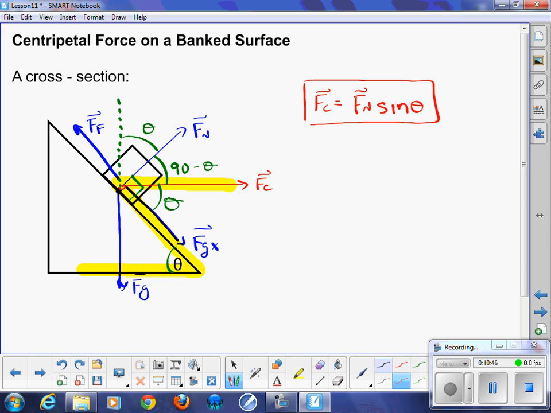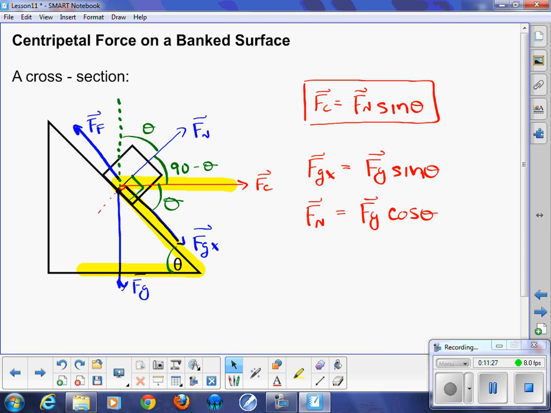The other ones, you should have already, but if you don't remember them, Fgx is your force due to gravity, and that would be cos theta down the slope. Normal force is equal to force due to gravity sine theta. No, I have those backwards. All right, so it'd be over here, the theta. So it would be sine theta down the slope. Cos theta gives you your normal. And you're really going to be setting that centripetal force equal to those previous ones that we already talked about or calculated. So that is the theory.